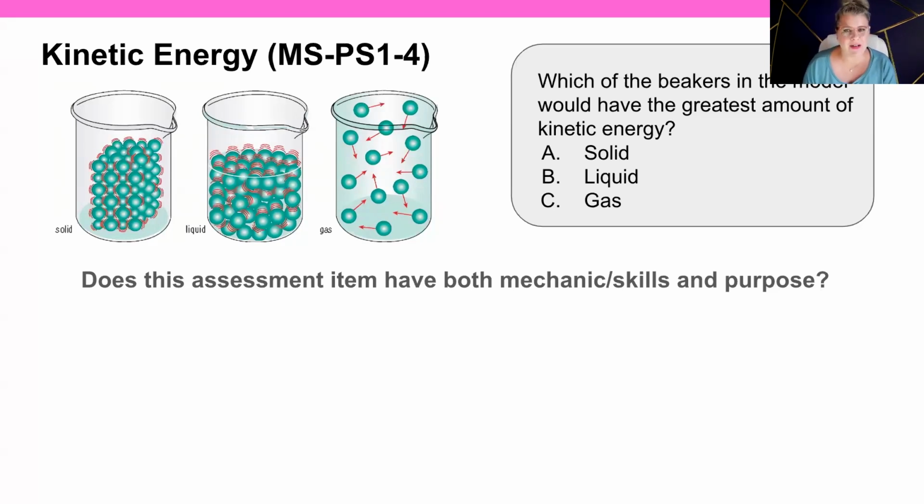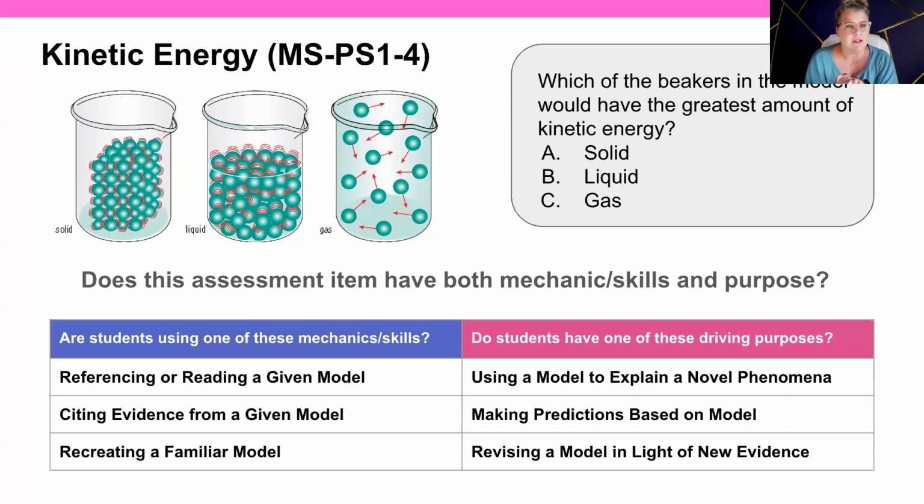So I've got two questions here that I'm going to model my thinking on, to see if we are actually properly assessing the SEP. Like Brendan mentioned, in order to properly assess the SEP, we need to have those mechanics and skills linked with that purpose. So I've got a sample question here related to the performance expectation MS-PS1-4, which is about kinetic energy. Our question is, which of the beakers in the model would have the greatest amount of kinetic energy? Now, we have a model.